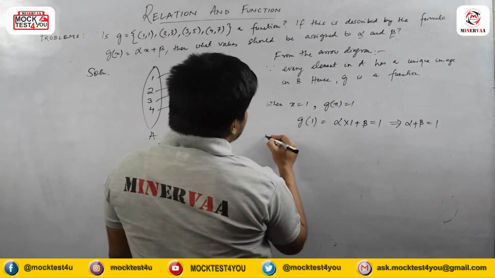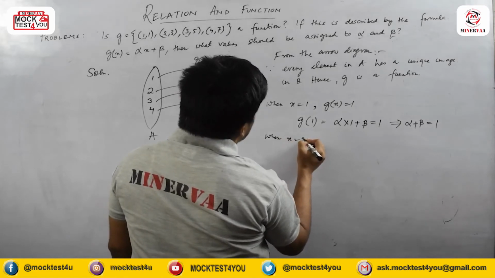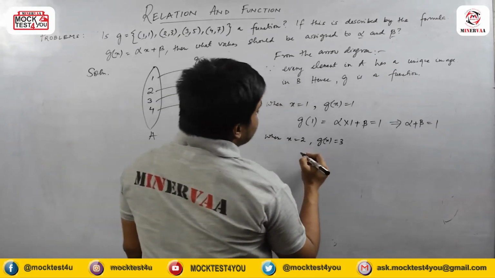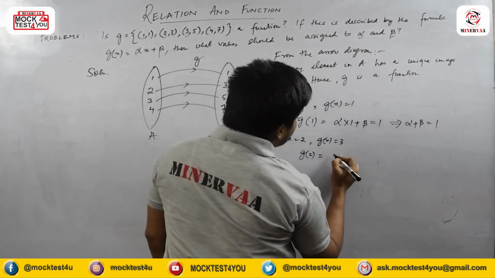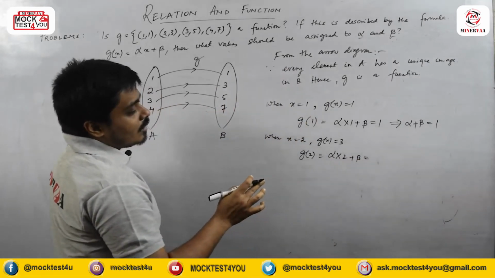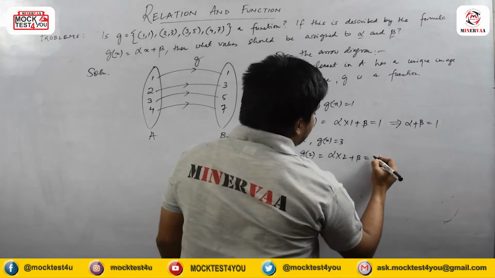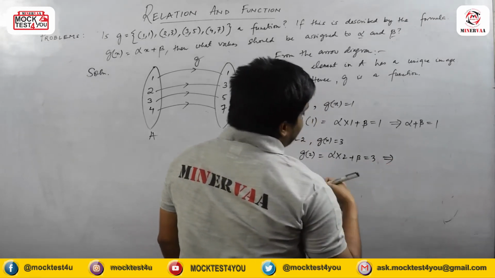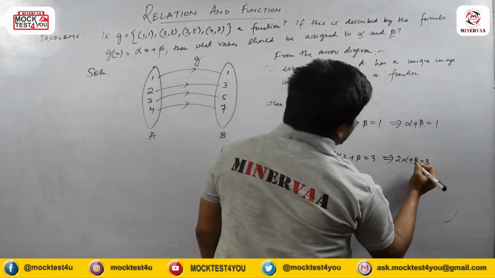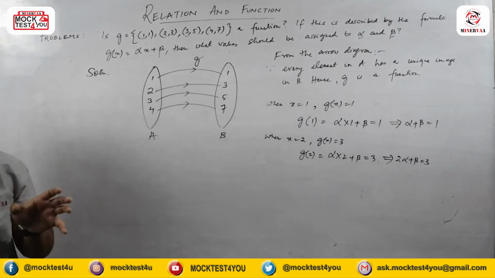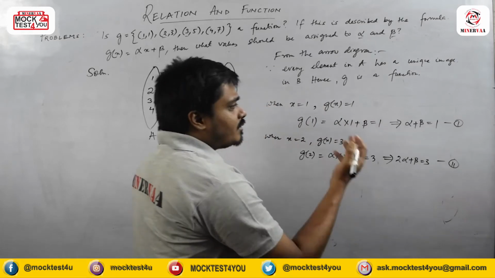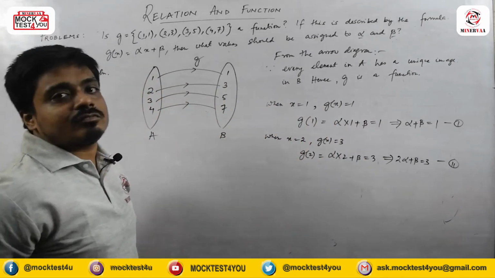When x is equal to 2, g(x) is equal to 3. This is what we have. So g(2) is equal to alpha into 2 plus beta, that is equal to 3, as g(x) is 3 here. That gives us our second equation: 2 alpha plus beta is equal to 3. Like this we got two equations. My first equation is this one and my second equation is this one. So let us solve these two equations, simple as that. How will I solve?